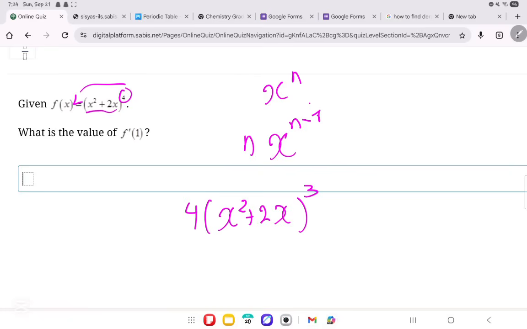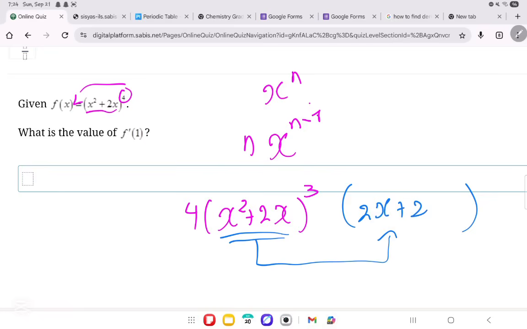But now a very, very important step is to multiply by what? To multiply by the derivative of the inside. So what's the derivative of the inside? In this scenario, it's 2x plus 2. Perfect. Now they need you to substitute 1. So the only thing we're going to do now is substitute 1.